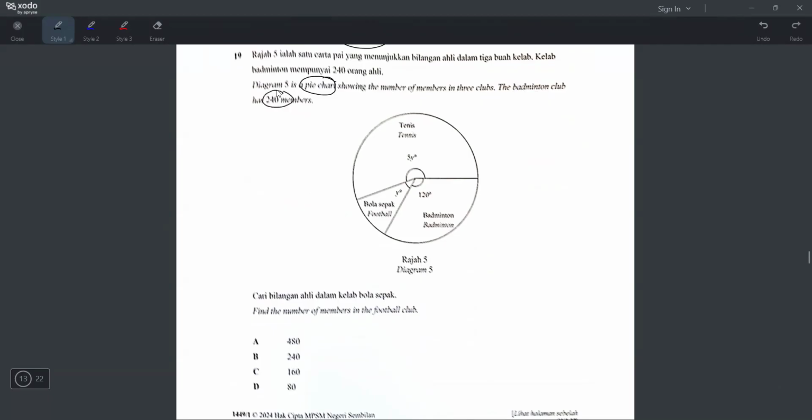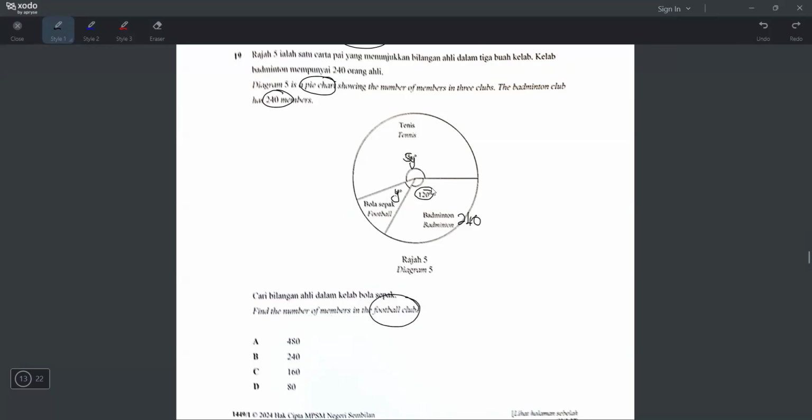The badminton club is 240 members. So let's go to badminton here and write the amount 240. This one is also a bit blurry, so let me write nicely. This one is 5y. This one is y. This one is 120, but this one is in degree. It's not in percentage or number, it's in degree. Find the number of members in the football club.